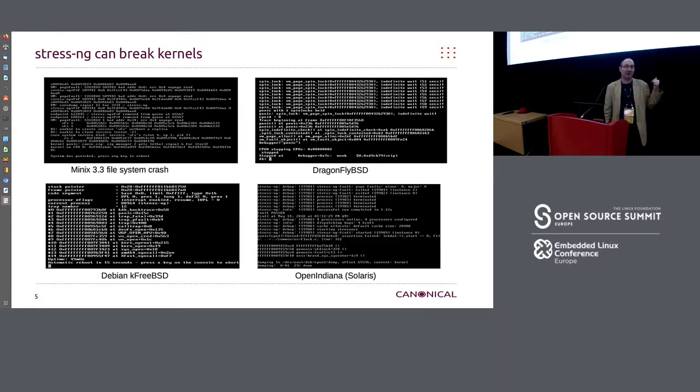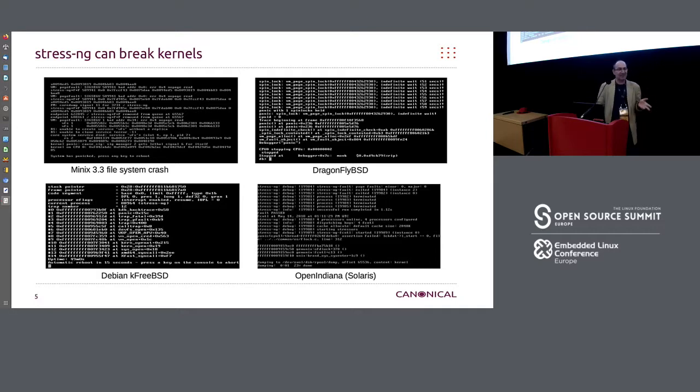I think one of them was just doing dup. It was just doing lots of dup calls. And it was multi-threaded, and I think there was a race, and something just exploded. I'm not sure if it's one of those dumps there, but yeah. And even on OpenIndiana, Solaris has been around for ages, but I managed to break it quite quickly with stress-ng.